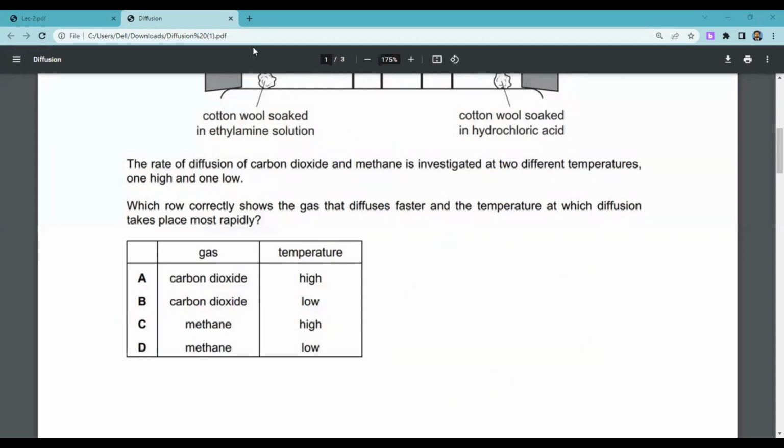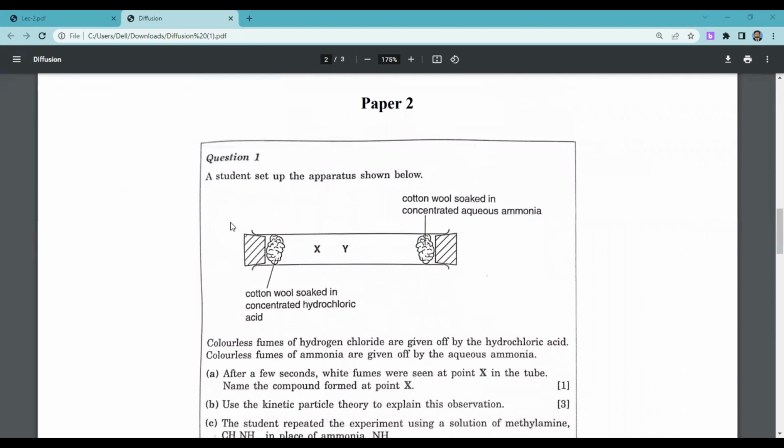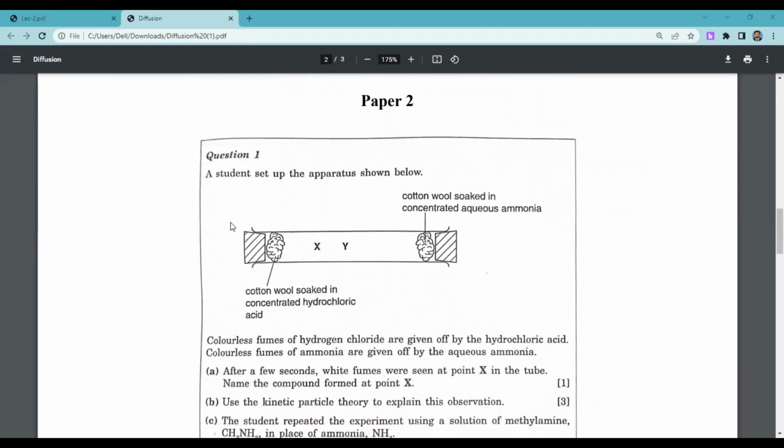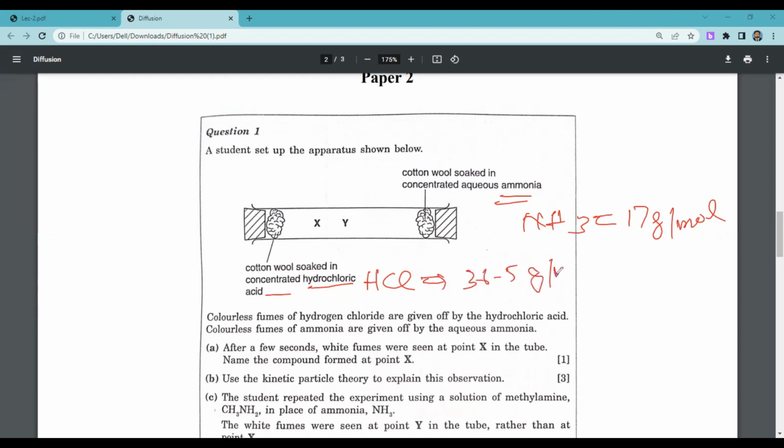Now move to the next question. This question appeared in our P2 exam. We also discussed this question during the lecture. Now make a quick go through. Cotton wool soaked with HCl and cotton wool soaked with NH3. The molecular mass of NH3 is 17 gram per mole, while the molecular mass of HCl is 36.5 gram per mole. Your first task is to find the molecular weight.